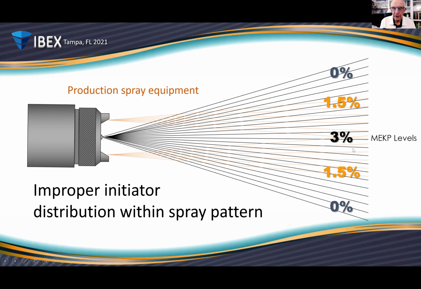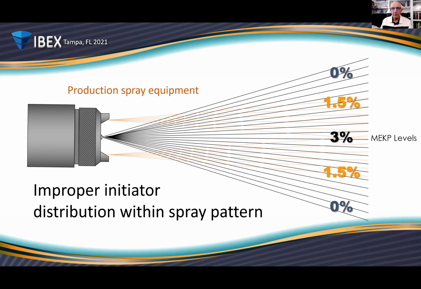So you end up with 3% here, and you have fingers at the edges of the spray pattern that may have no initiator in them or very little initiator. As you spray, each spray band has a section that's over-initiated and under-initiated. Bad things happen when that occurs. So it's really important to make sure that your initiator spray pattern is exactly right.